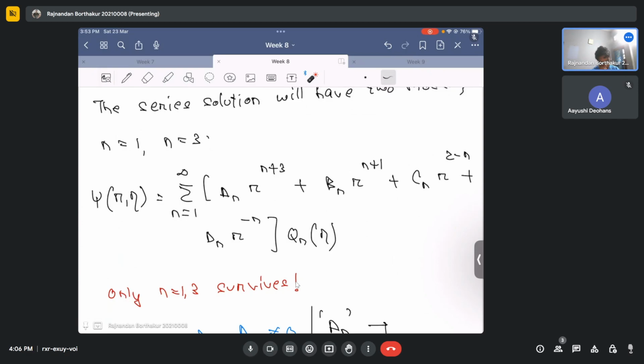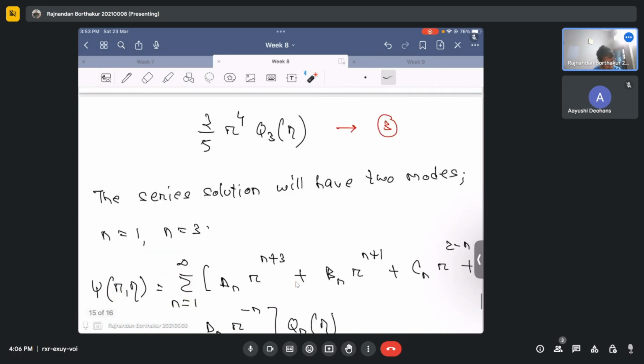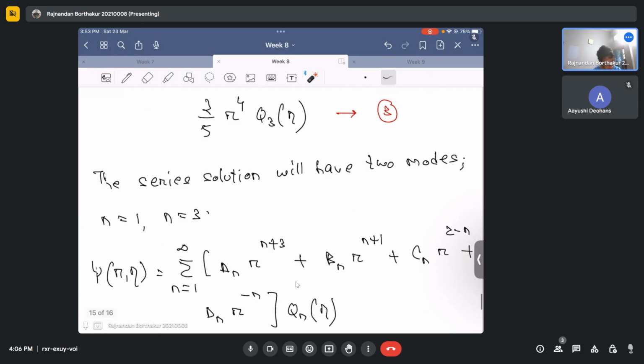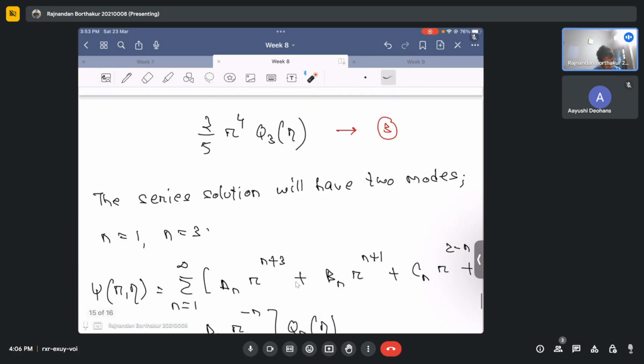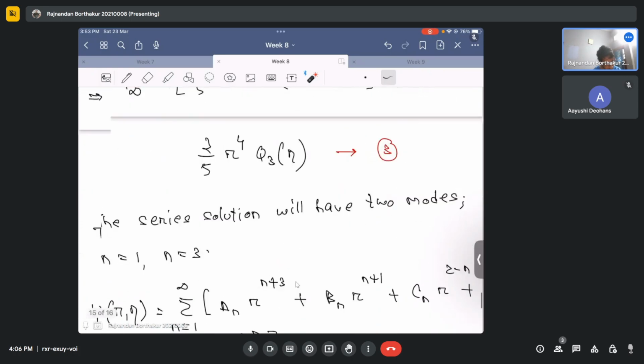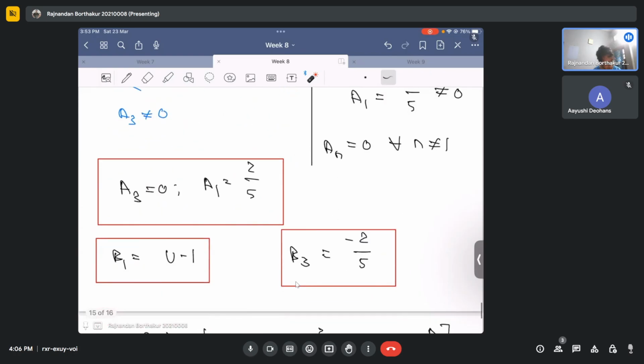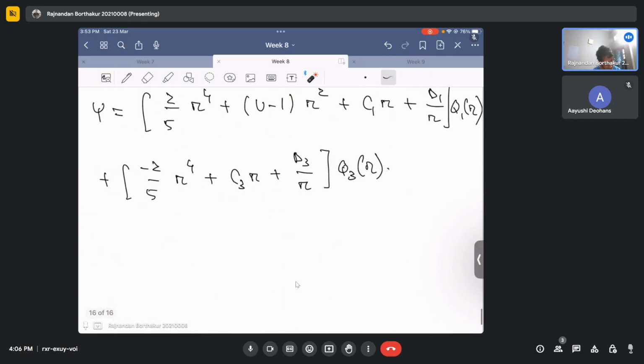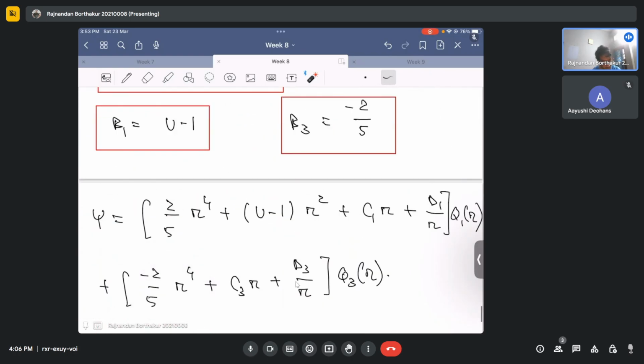okay, I think I made some mistake. Let's see, for n equal to 3, if I write, so this term is just 0, and then this term is the coefficient of bn. So what is the coefficient of bn? The coefficient of b3 is minus 2 by 5, which is basically this term. Okay, this should be minus 1, right?